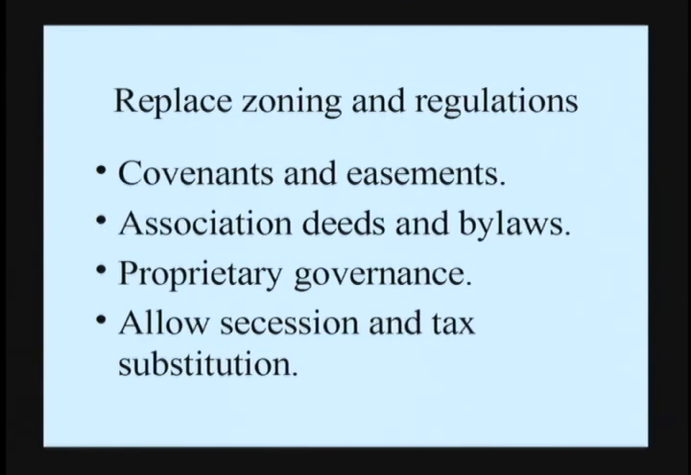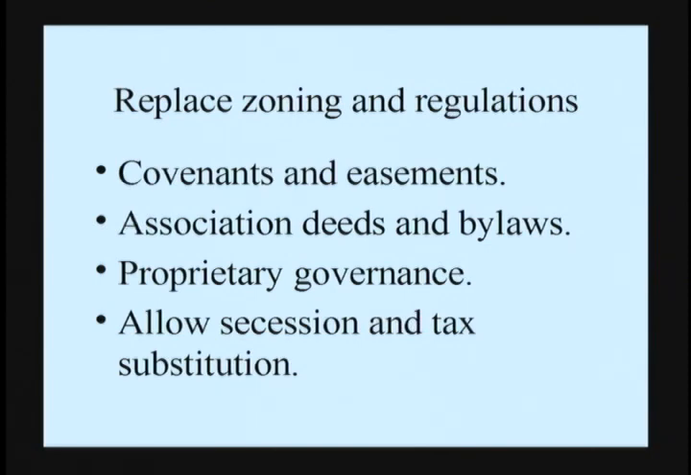Easement is basically a contract to use somebody else's property for a specific use, such as to travel through somebody else's property. So Houston, for example, has no zoning, and it functions fine with covenants and easements. Homeowner associations would have deeds and bylaws that would be its own private rules. And then proprietary governance, when a corporation owns a shopping center, a real estate complex, it would then have administration and rules. Now, we can move towards private communities if we allow secession and tax substitution.